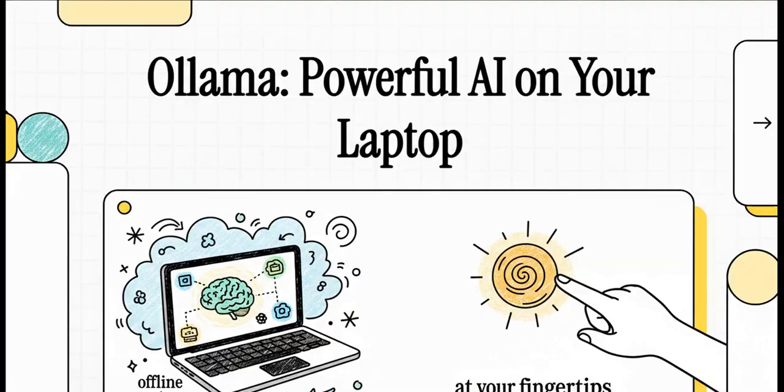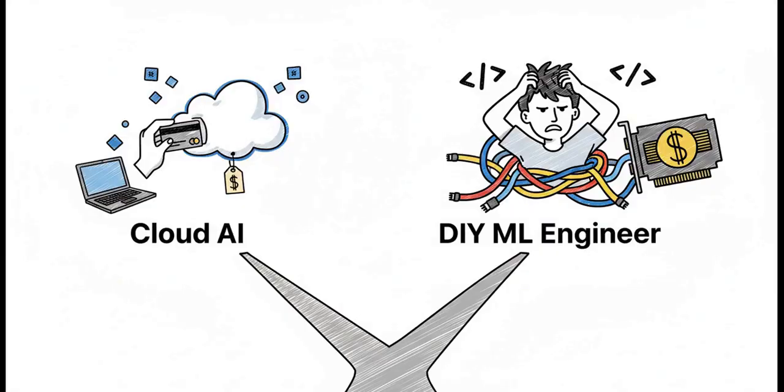your fingertips. Until pretty recently, using powerful AI meant you were stuck. You had two choices, and honestly, neither was great. Option one, use a cloud service. Sure, it works, but you're sending your private data out there, you're paying for it over and over, and you're always bumping into usage limits.